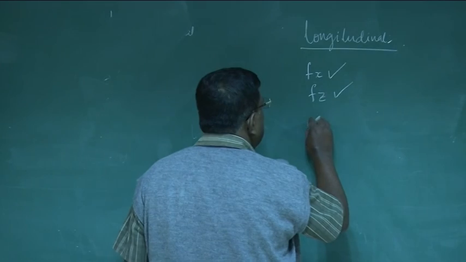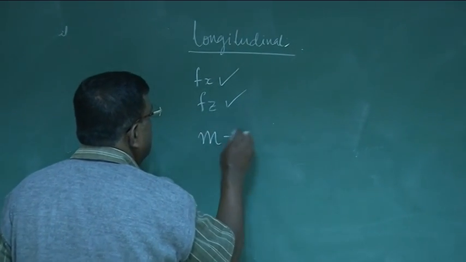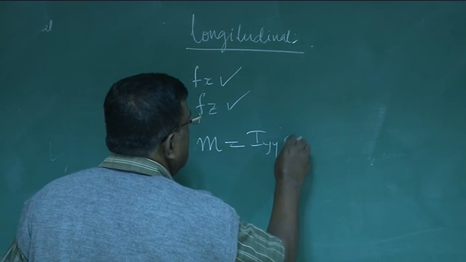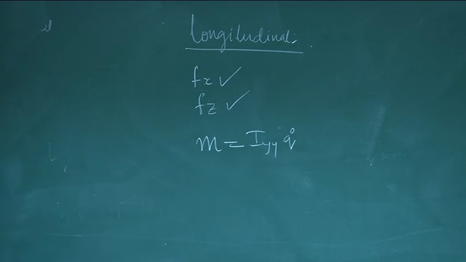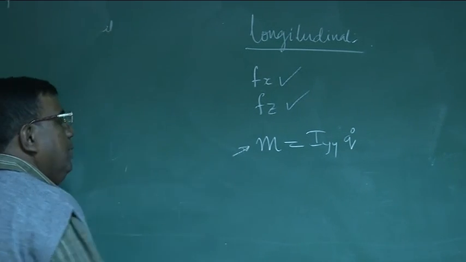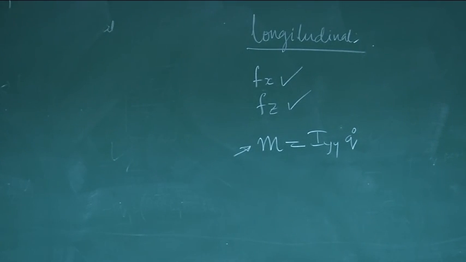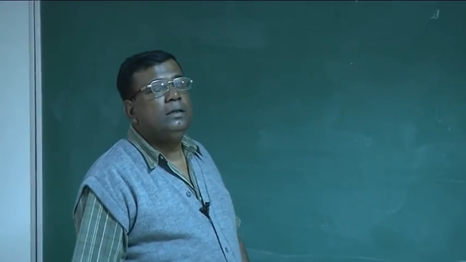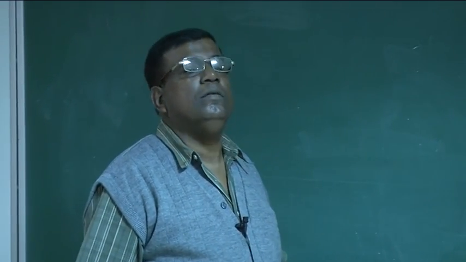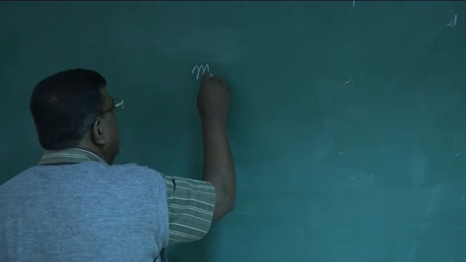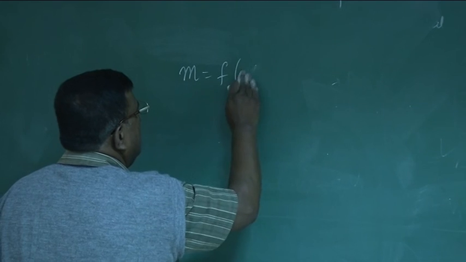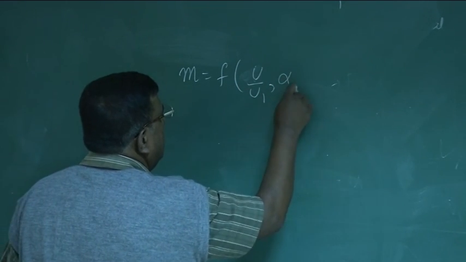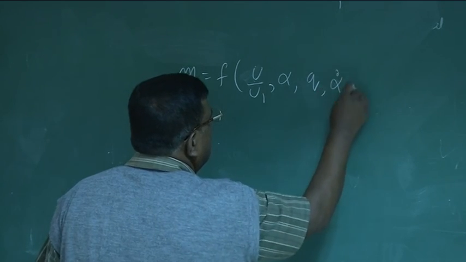So the last equation was pitching moment. M is equal to Iyy q dot, okay? And we are trying to find out how this moment can be modeled, like how Fx, Fz were modeled in terms of motion and control variables. Delta means control. So similarly, we want to model the perturbed pitching moment in terms of motion variables and control variables. Very simple. Now you are expert. M you write as a function of u by u1, alpha, q, alpha dot, delta e.